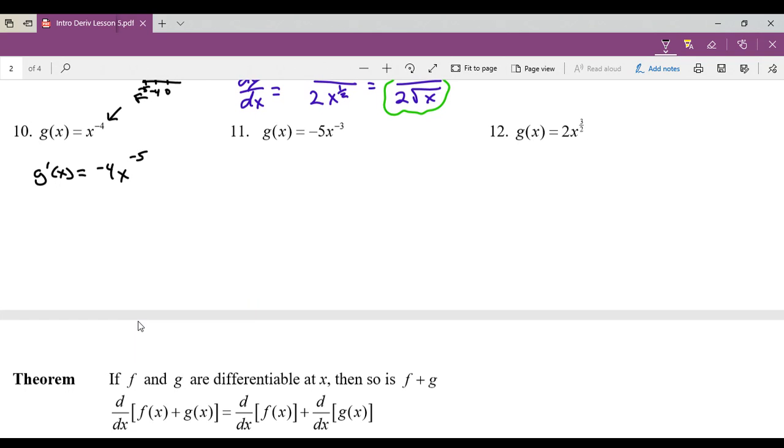So just be careful with the negative exponents, right? Not that you have to do this, but it might be a multiple choice. You might see that, right? Again, property of negative exponents.